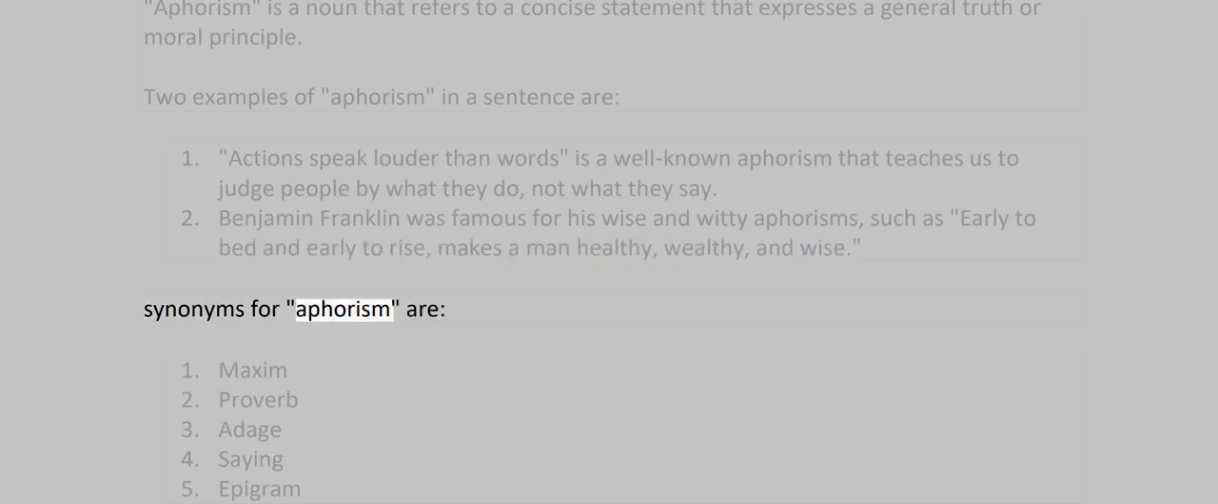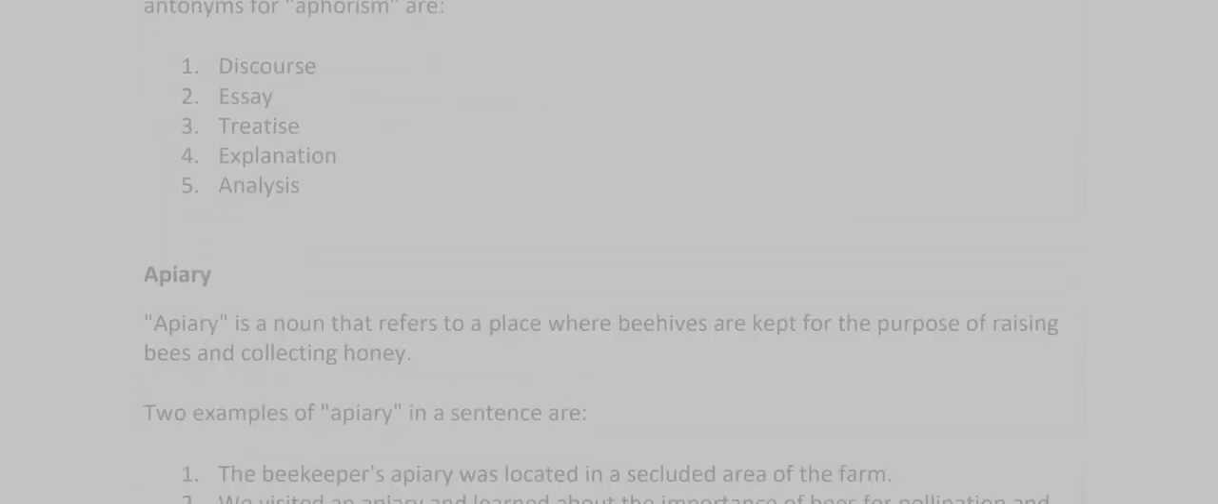Synonyms for aphorism are: 1. Maxim. 2. Proverb. 3. Adage. 4. Saying. 5. Epigram. Antonyms for aphorism are: 1. Discourse. 2. Essay. 3. Treatise. 4. Explanation. 5. Analysis. Apiary.